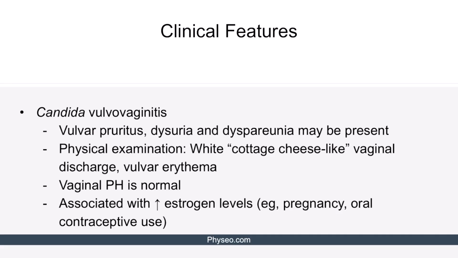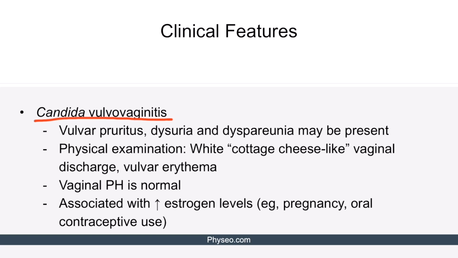Let's move on to Candida vulvovaginitis. Now the most common symptom for this is vulvar pruritus. Also there's dysuria and dyspareunia. And on physical exam, you can see a white cottage cheese-like vaginal discharge, as well as vulvar erythema. And in these patients, vaginal pH is normal.